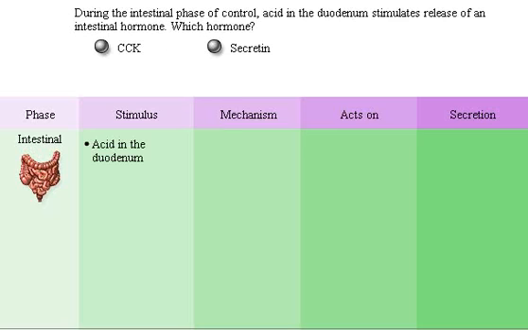Since most intestinal activity occurs as a meal enters the duodenum, we will focus on the intestinal phase of control. During the intestinal phase of control, acid in the duodenum stimulates release of an intestinal hormone. Which hormone? Which hormone is nature's antacid?